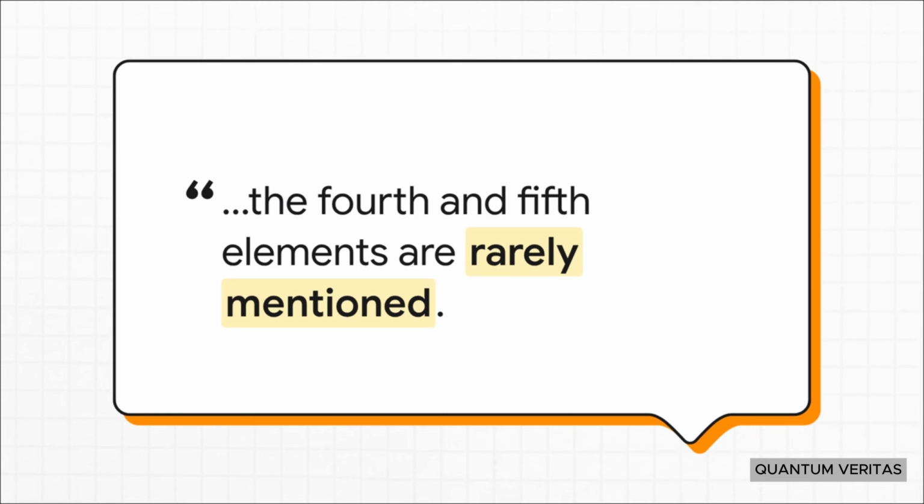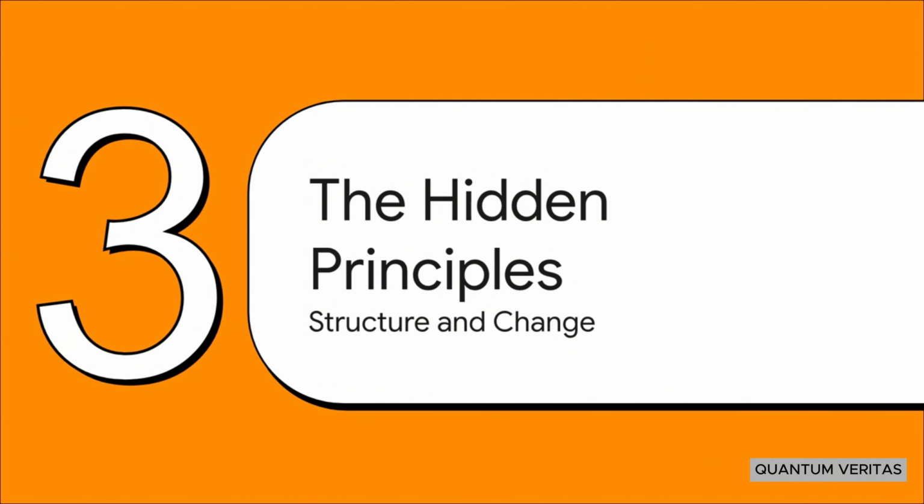But this is where it gets really, really interesting. The source material points out that while those first 3 are widely known, there are 2 other absolutely crucial elements that are almost never talked about. And that brings us right to the heart of this framework, the 2 hidden principles that govern structure and change. According to the source, understanding these 2 is the key to unlocking the whole model's potential.